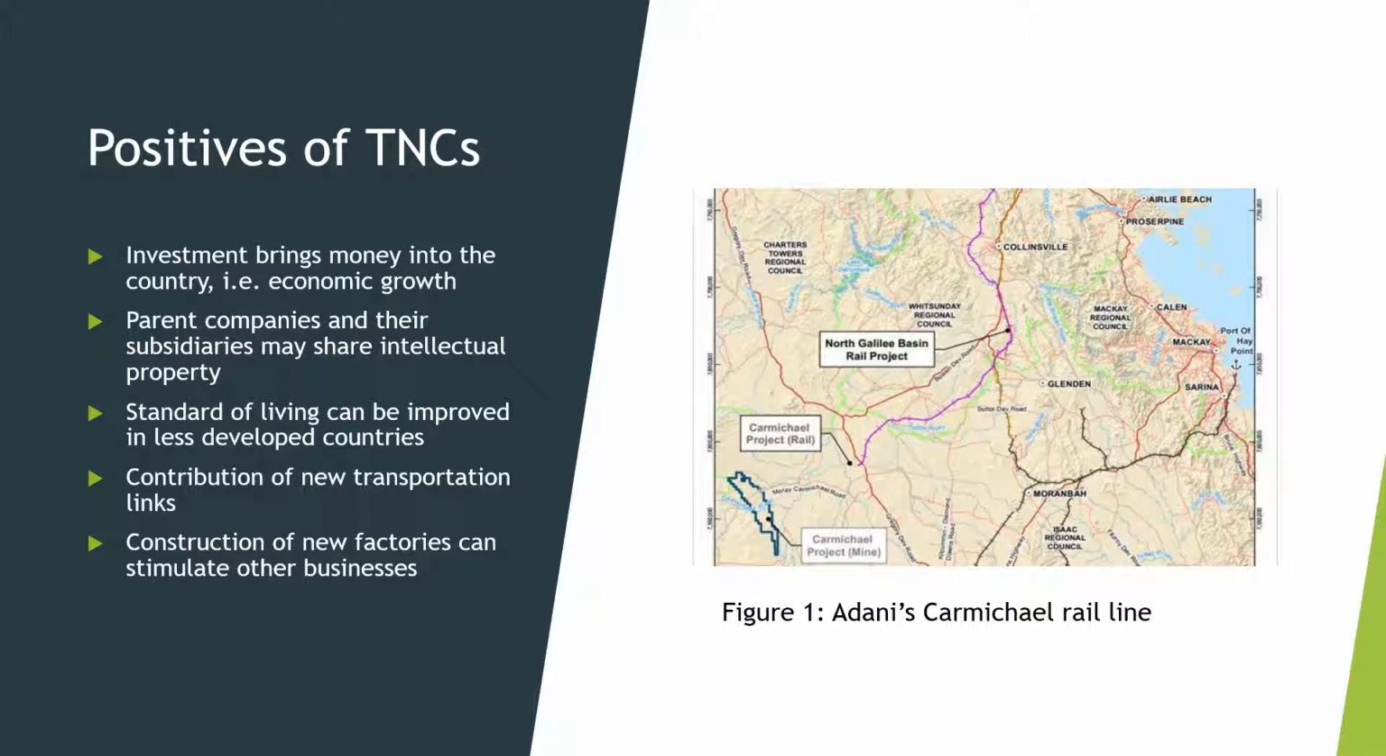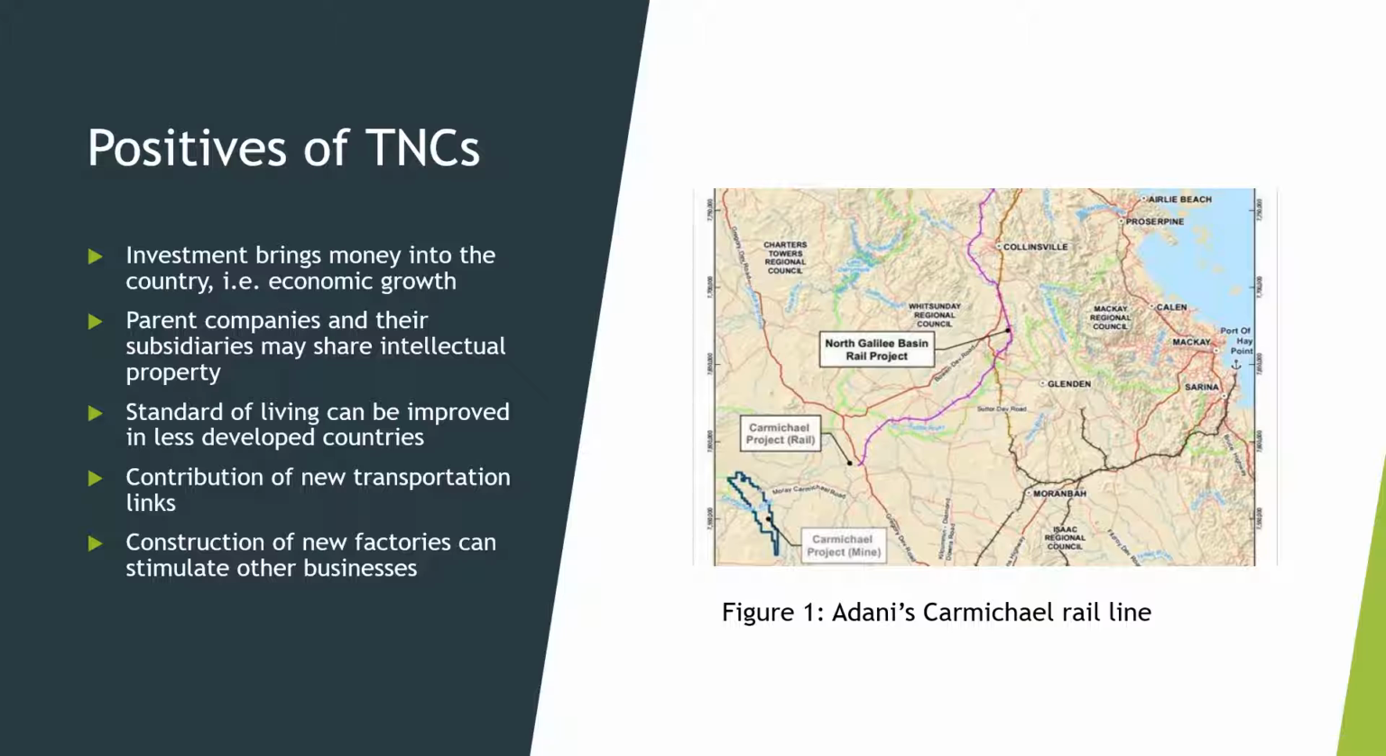If the wealthiest transnational corporations have revenue greater than many small to medium countries, they have enormous power. If a transnational corporation uses this power in the best interests of the people of those countries in which it operates, those people can benefit enormously. Investment from transnational corporations brings money into the country, bringing economic growth to that country. Parent companies and their subsidiaries may share intellectual property, such as design and technology concepts. This helps less developed economies become more advanced.